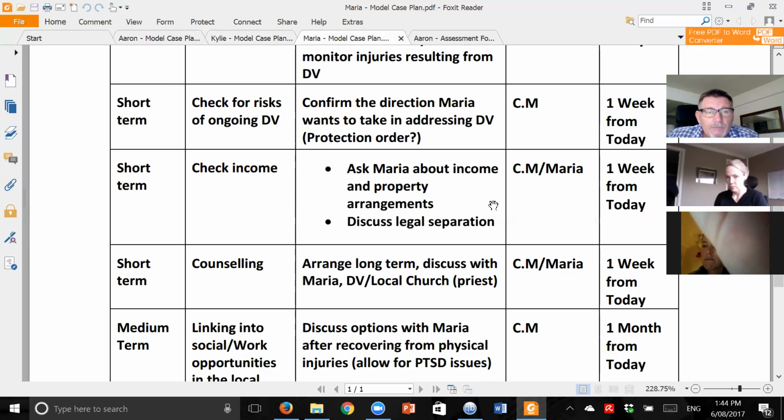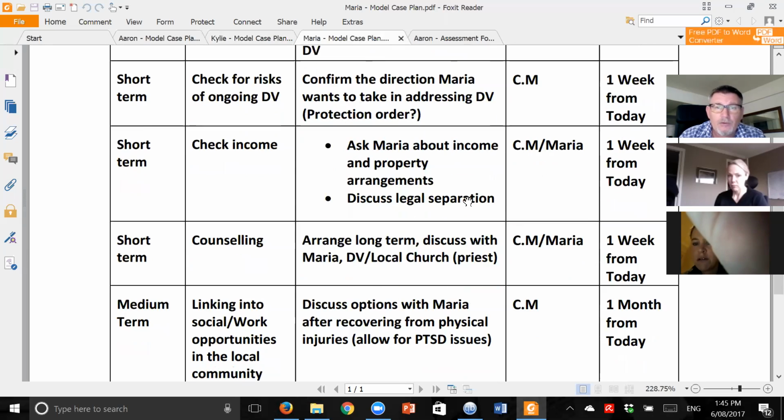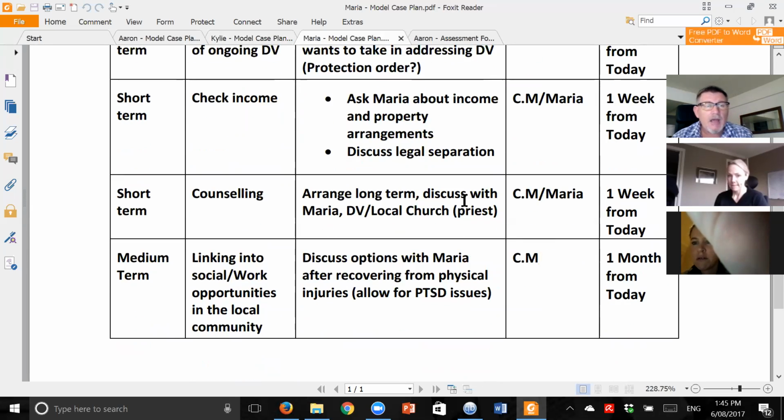What else do we need? Counselling, long-term counselling, linkages with the local church or another church, because that's where she gets her support through religion and social opportunities, and maybe work.